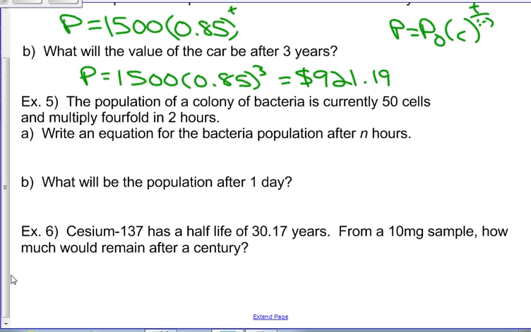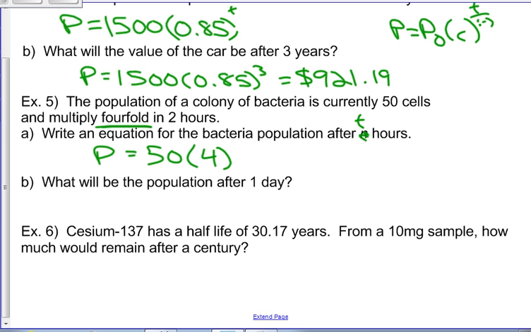Population of a colony of bacteria is currently 50 cells and multiplies 4-fold in 2 hours. We're going to write an equation for the bacteria population after n hours. Or we could call it t hours. Let's call it t hours. Okay, so right now there are 50. That's our P0. 4-fold. That means it gets 4 times as big. You multiply your current population by 4 to make that happen.